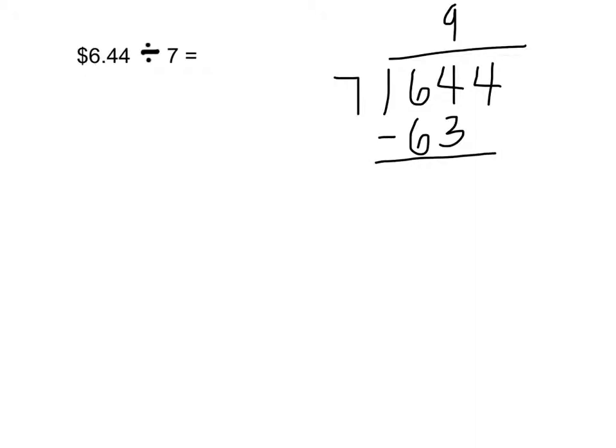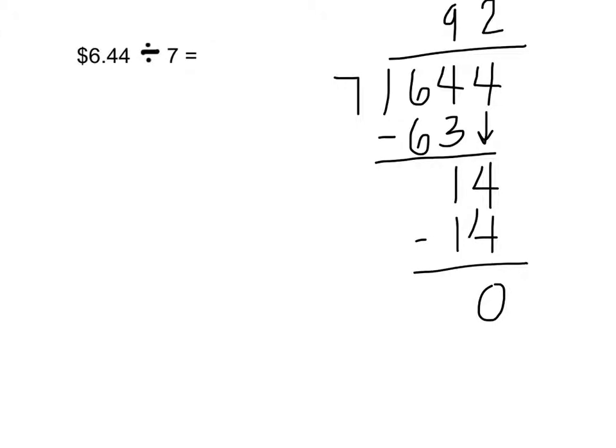Then I subtract. 64 minus 63 is? 1. Bring down the 4, right? 7 goes into 14 how many times, Arjun? Good. So we know that 6, and then 2 times 7 is 14. Subtract that and we get 0. We can stop. Now, 644 divided by 7 is 92.